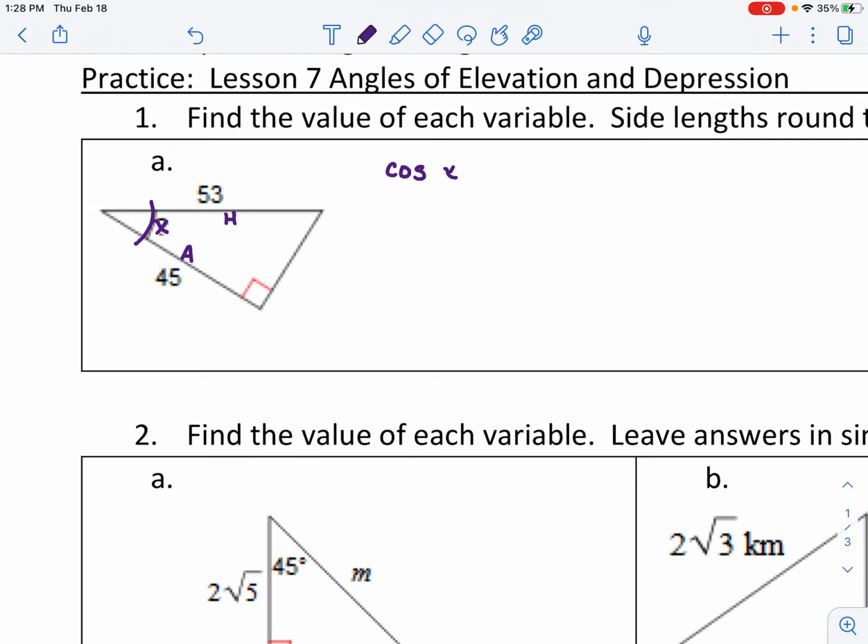So I'm going to write cosine of my angle, and I'll set it equal to the ratio of the adjacent leg over the hypotenuse. So then if I'm trying to find the angle, remember when you find angles, you always use inverse. This is when you push second cosine in your calculator. Now make sure your calculator is in degrees or you will not get the right answer. And when I put cosine inverse of 45 divided by 53 into my calculator, I see 31.8. So to the nearest degree would be about 32 degrees.